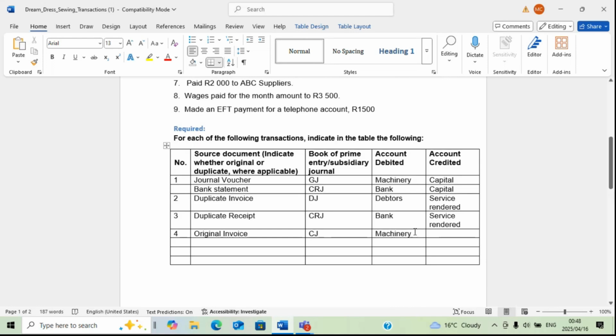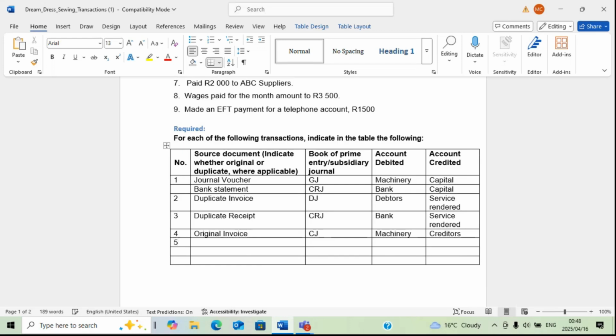And then in creditors, according to the principle of the elements of financial statements, that is a liability. Creditors are liabilities, and whenever liabilities are increasing, we must credit. So we're going to credit our creditors, and then we go to the next transaction. That's how you're supposed to record transaction number 4.